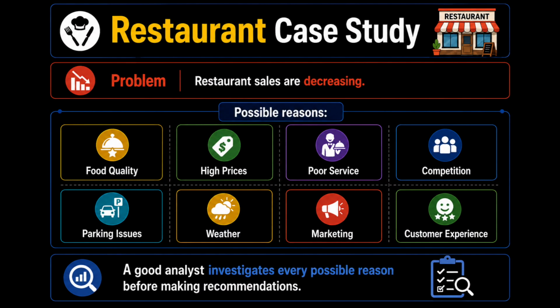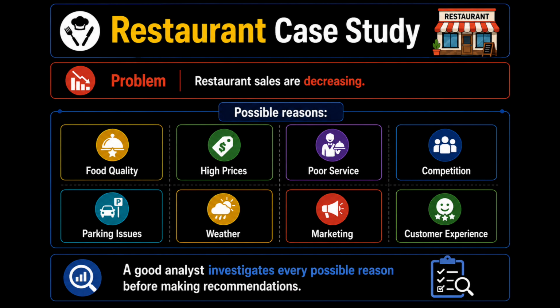Let's apply analytical thinking to a real business scenario. Imagine a restaurant where sales have started declining. The biggest mistake would be to assume the reason immediately. A professional data analyst doesn't work with assumptions, they work with evidence. Before making any recommendation, every possible factor is considered.